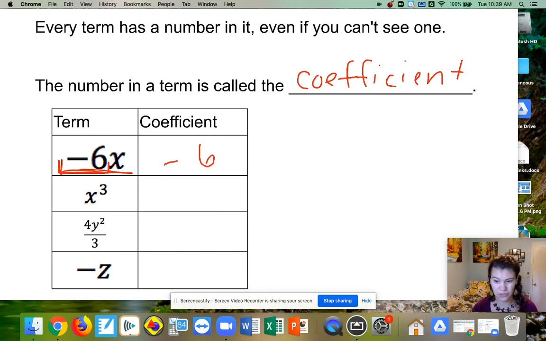Here we have x cubed. There's no number in front, but if there's nothing written, you can assume the coefficient is 1. So this would be the same as writing 1 x to the third. Coefficient is 1. Here if we have 4 thirds y cubed, your coefficient is going to be these numbers in front, so 4 thirds. Here we have negative z, so don't forget there's a little 1 right there if it's not written. Your coefficient is negative 1.